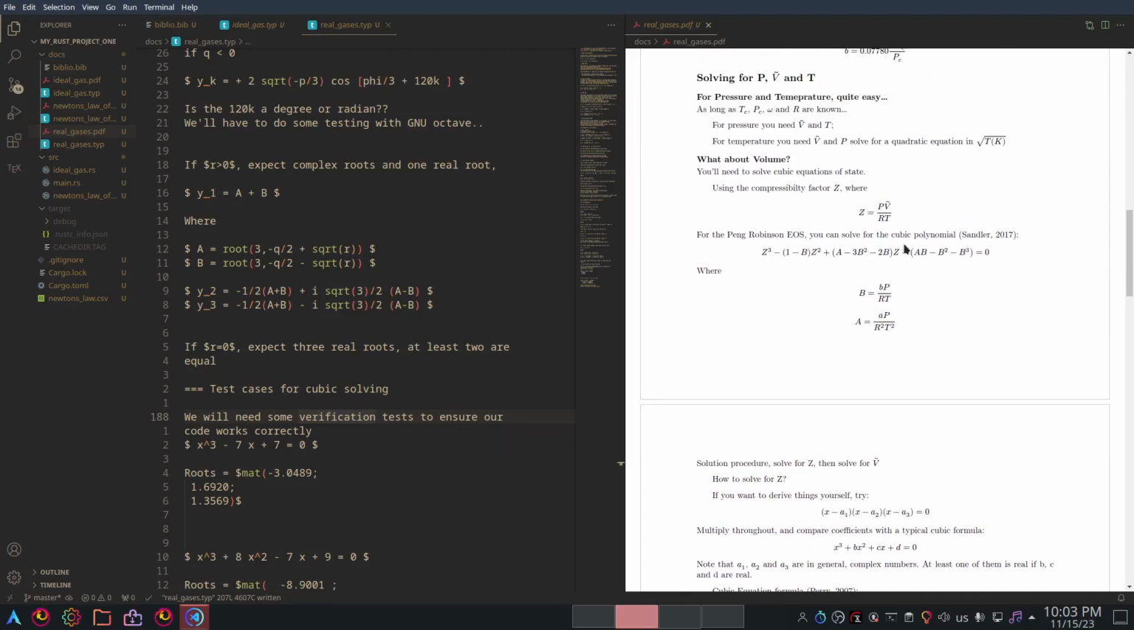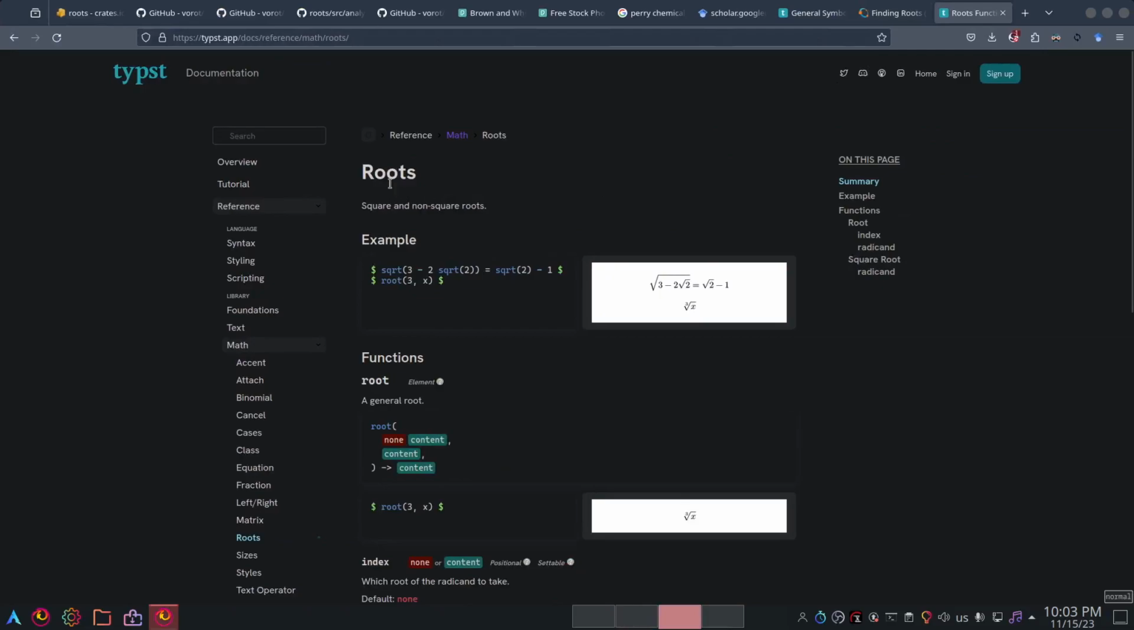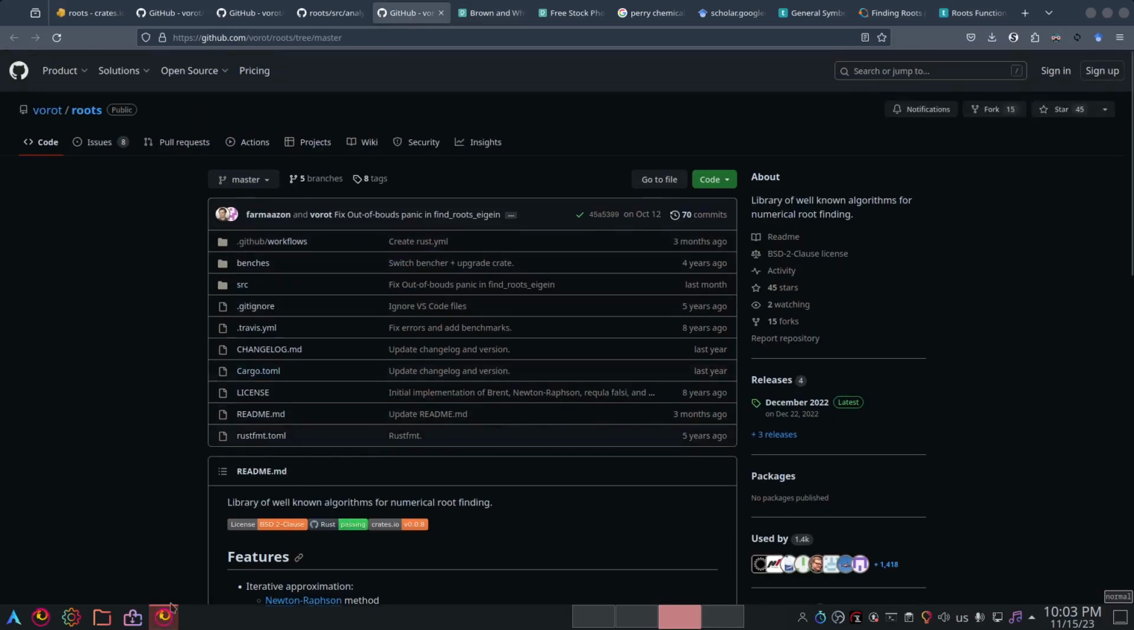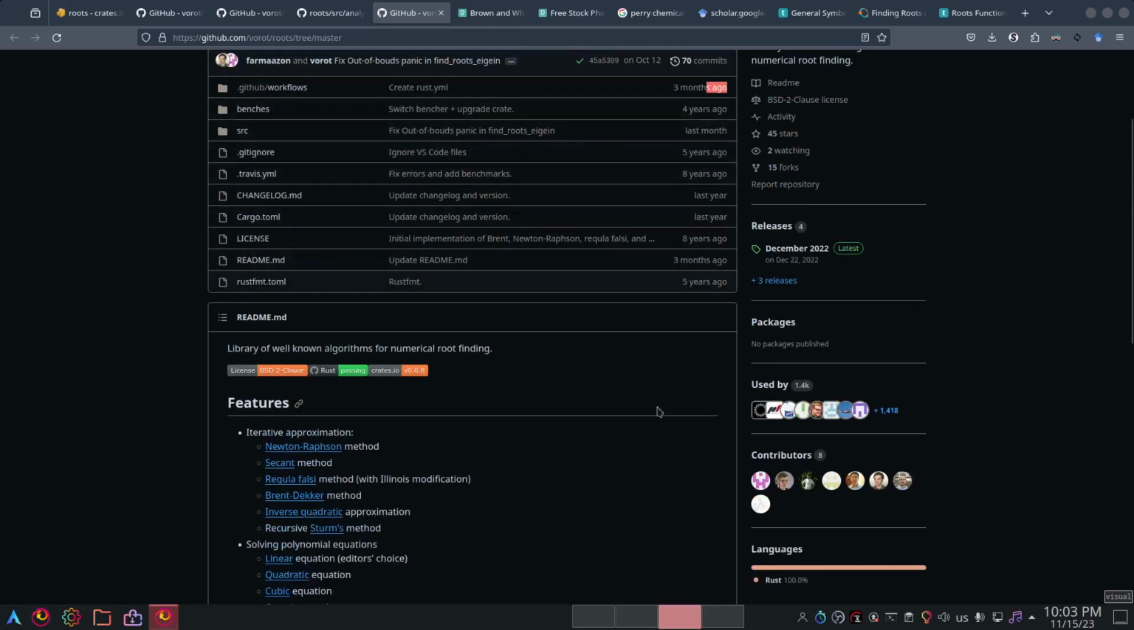Once you solve the cubic polynomials, you'll be able to solve for our volume. Of course there are a few ways we can do it. Again, we can use roots. Well, not these roots, but this is how you find these roots in Rust. There's already someone who has done all this. This is released under the BSD 2-clause license. It's open source, available for commercial use, and so on.